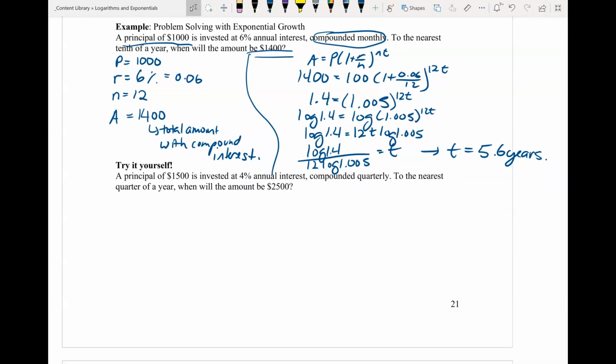So here's the solution to the try it yourself. A principal of $1,500 is invested at 4% annual interest compounded quarterly. To the nearest quarter of a year, when will the amount be $2,500? So your principal is $1,500. Your rate is 4%. As a decimal, this is 0.04, because you divide by 100 to obtain it in decimal form. N is going to be 4 because it's compounded quarterly.